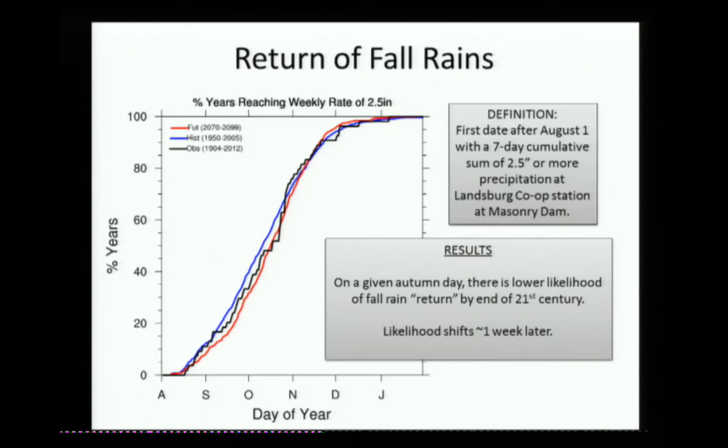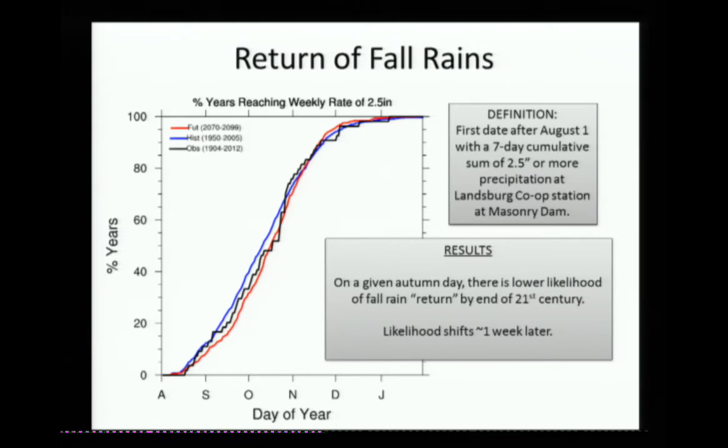So now I'll move into some preliminary results of an analysis that we did on the return of fall rains. So SPU defined a metric for what is the return of fall rains. And they said that it was when a 7-day cumulative sum of 2.5 inches or more precipitation was reached at this Landsburg Co-op station at Masonry Dam. And I modified that to start counting at August 1st, which is the lowest precipitation time of the year.